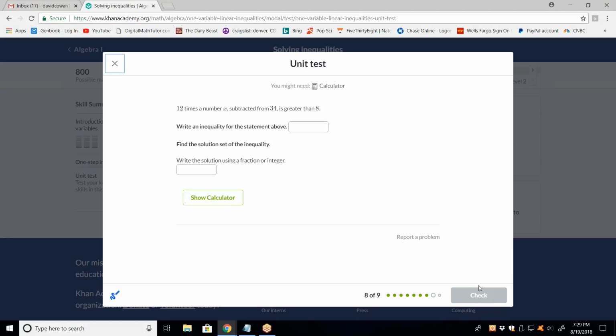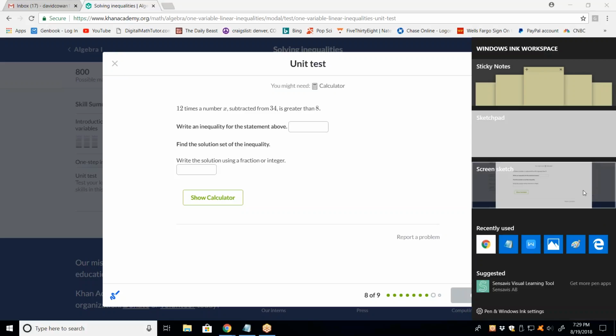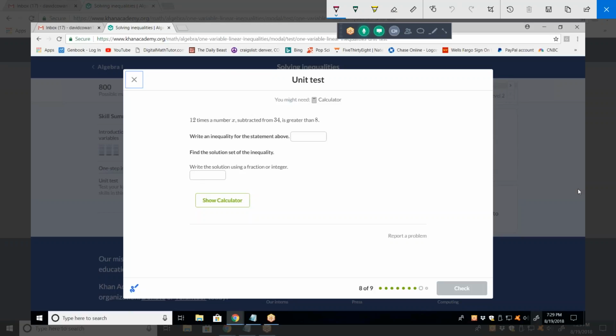12 times a number x subtracted from 34 is greater than 8. The goal here is to write the inequality that sentence describes. It's better because they almost never put these in order. You would think you could say 12x minus 34 is greater than 8, but notice it's subtracted from 34. They're giving it to us out of order, not left to right.